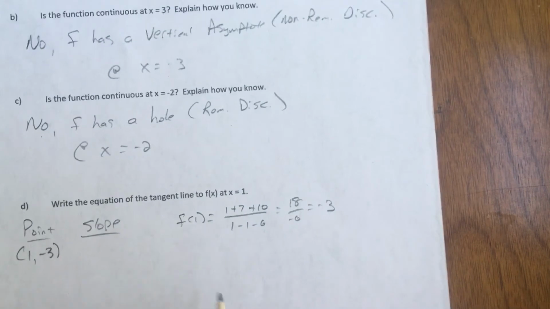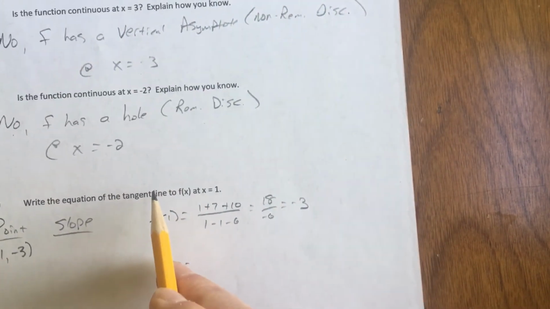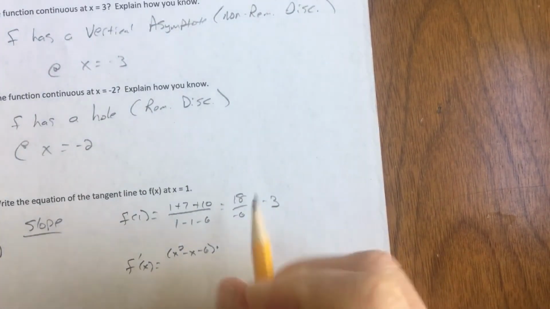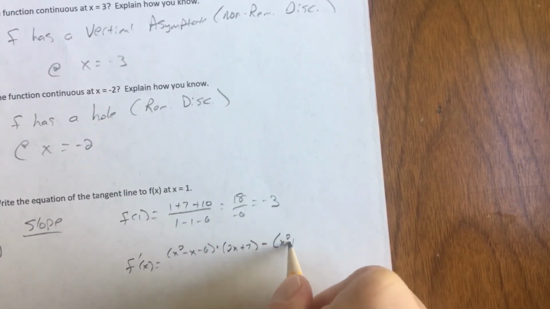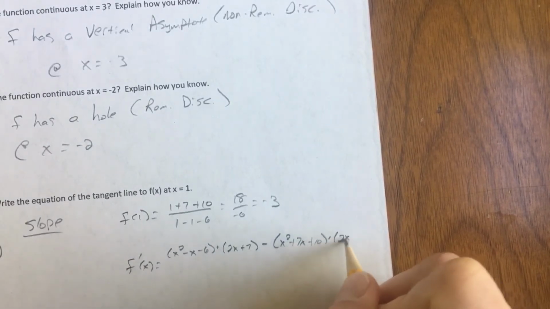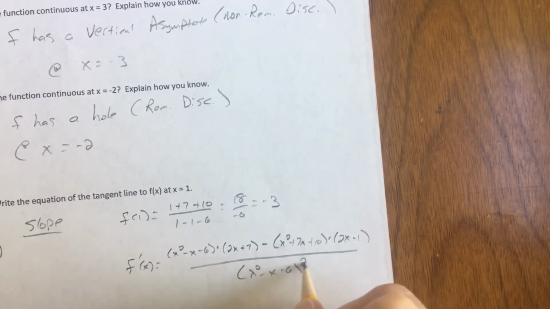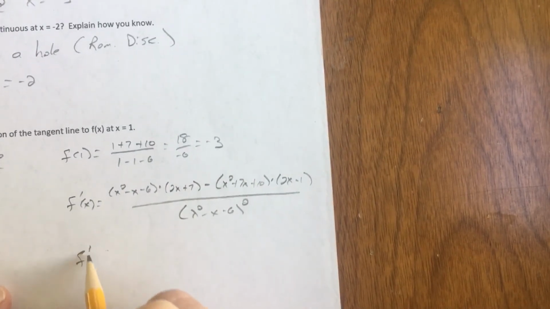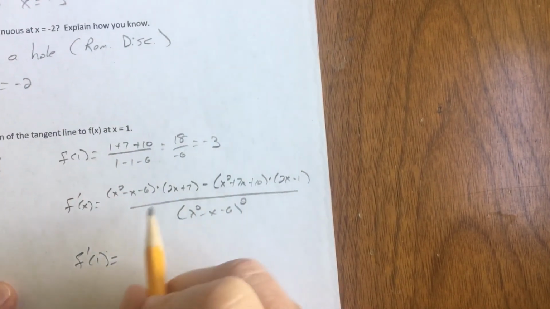So at least I have that now. As far as the slope goes, I need the derivative. And for this, we're going to have to use the quotient rule. So I'm going to take the bottom, x squared minus x minus 6, times the derivative of the top, which is 2x plus 7, minus the top, x squared plus 7x plus 10, times the derivative of the bottom, 2x minus 1, all over the bottom, x squared minus x minus 6, squared. Okay, so that's my derivative using the quotient rule. Now I have to find the derivative at 1 to find the slope.